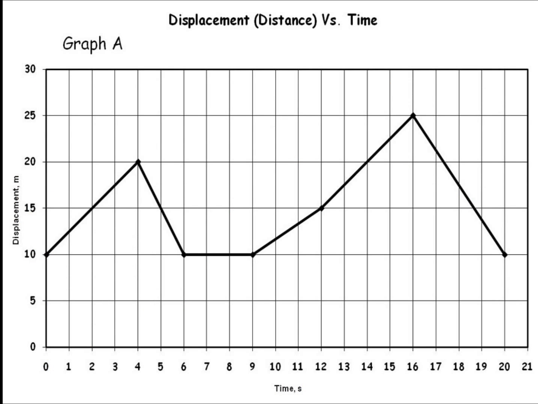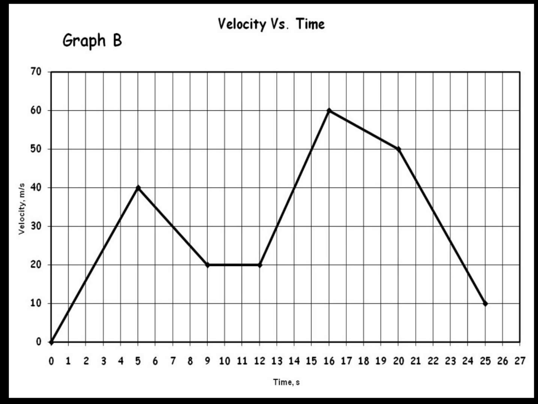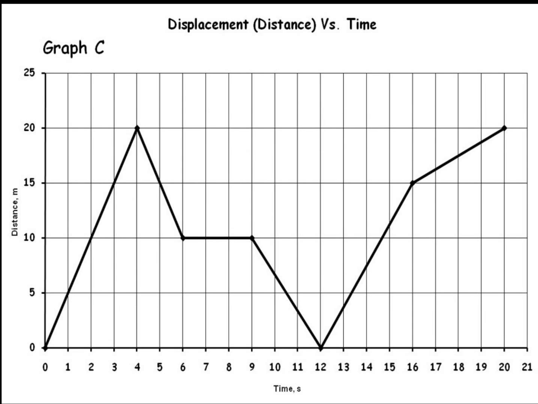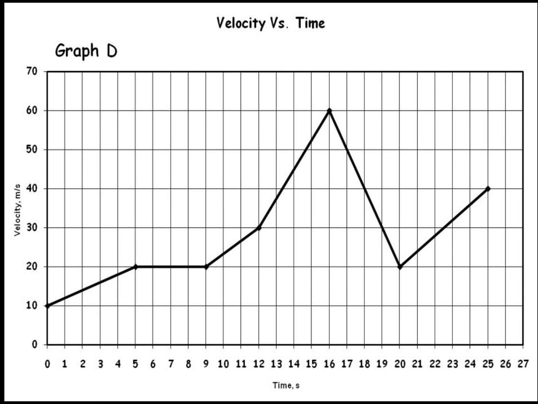We're going to do a different kind of exercise here. We have 4 graphs. That was A. This is B. A was a distance time graph. B is a velocity versus time graph. And then C is going to be a distance versus time graph. And then D is going to be a velocity time graph. So what we're going to do is A and C first, and then we'll do B and D next.